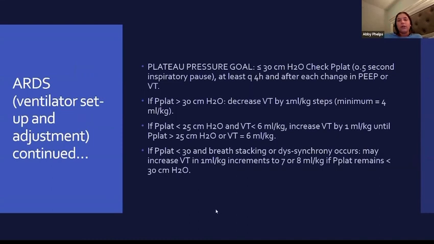If your plateau pressure is less than 25 and your tidal volume is less than 6 mLs per kilo, increase tidal volume by 1 ml per kilo until you reach a plateau pressure of 25 or tidal volume equal to 6 mLs per kilo. If your plateau pressure is less than 30 and breath stacking or desynchronicity occurs, you may increase your tidal volume in 1 ml per kilo increments to 7 or 8 if your plateau pressure remains less than 30.